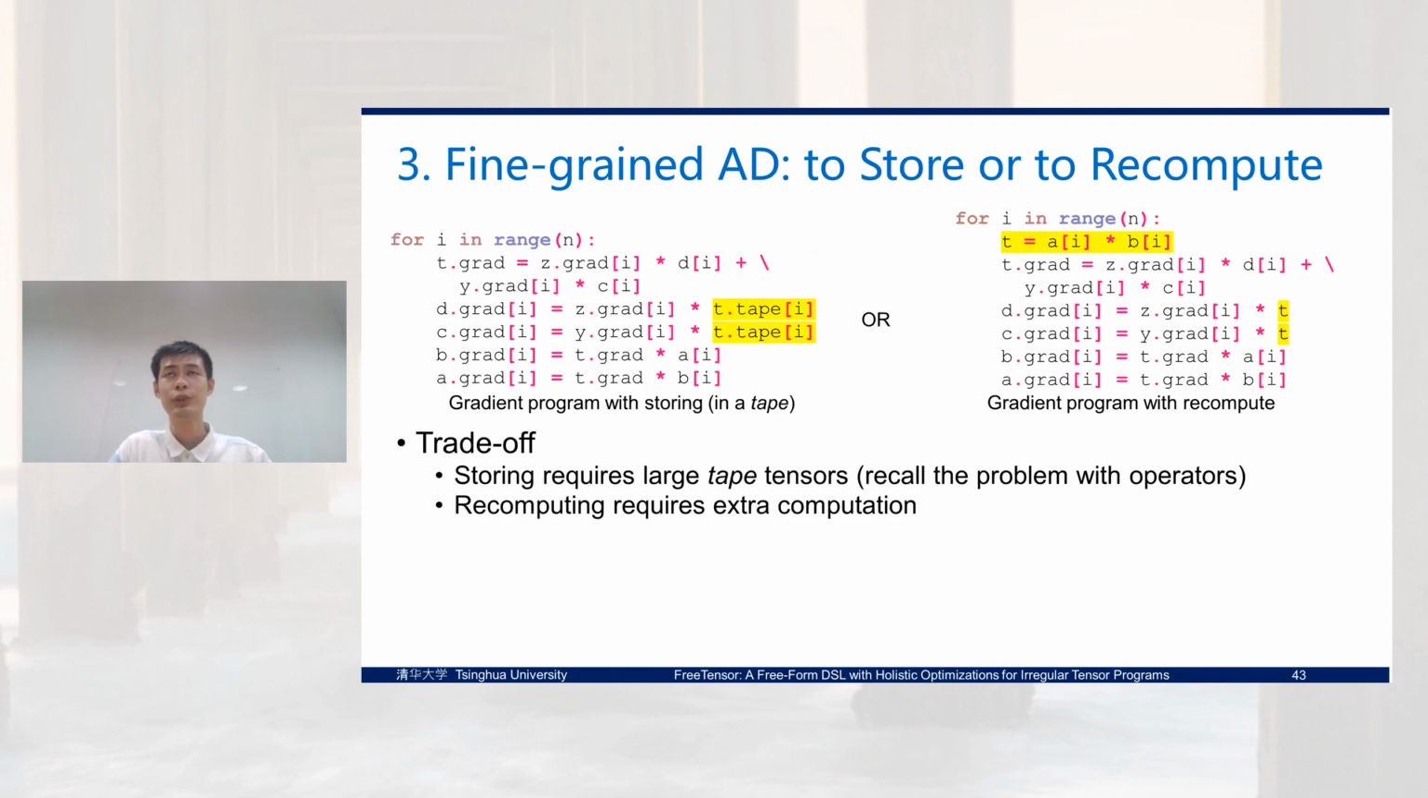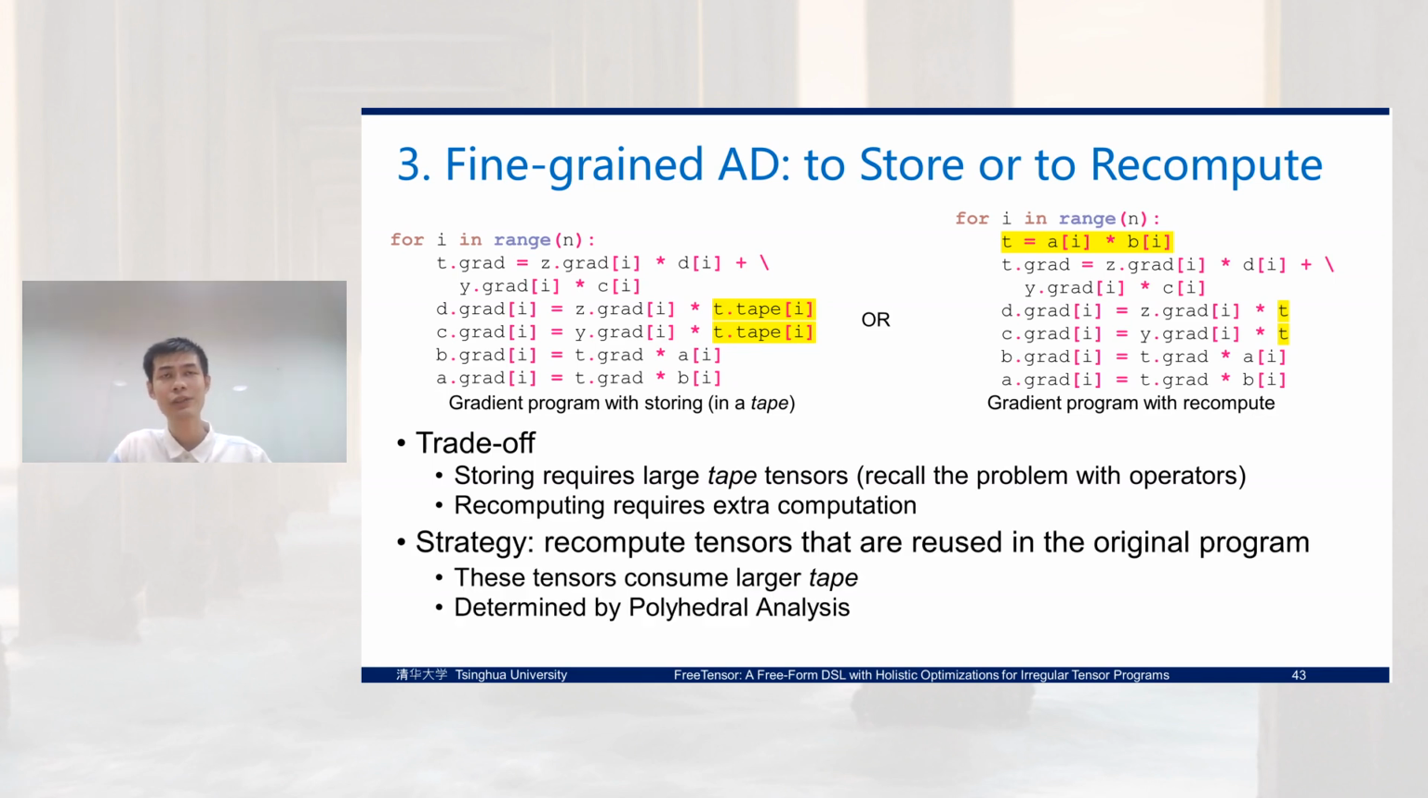There is a performance trade-off between these two choices. Storing t requires a large tape tensor, which leads to performance overhead. Remember, the reason that we want to avoid pure operators is to avoid large tensors. In the worst case, storing all intermediate variables will wipe out all the advantages of operators. But recomputing t requires extra computation, of course. Our strategy in FreeTensor is to recompute the tensors that are reused in the original program only, which require more spaces to store. We find out these tensors by the already described polyhedral analysis.